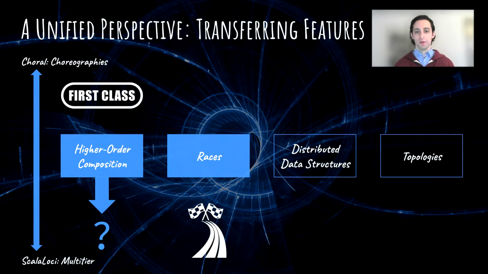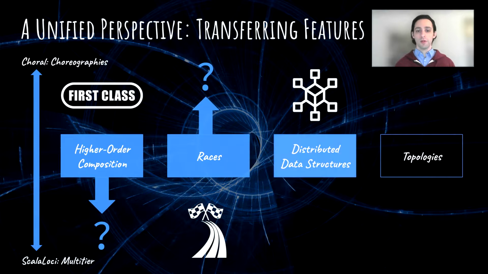Although races can be implemented in Choral, its type system has no way to specify them. This means that the compiler cannot check if the implementation of a race is actually safe. Our unified perspective suggests that adding existential role quantification to Choral would allow us to specify races at the type level.